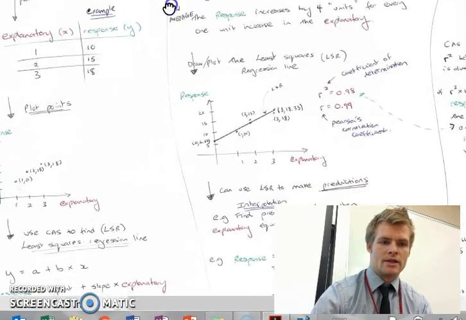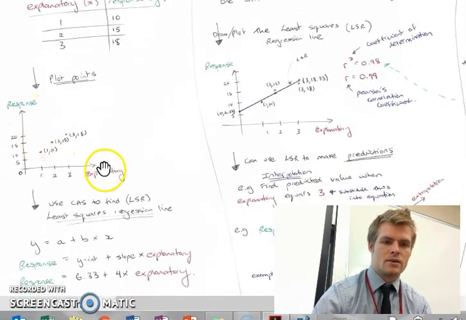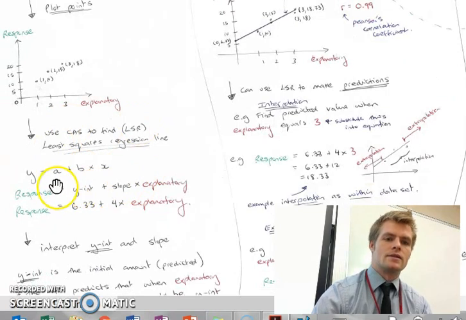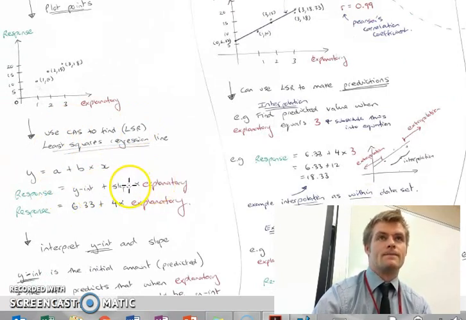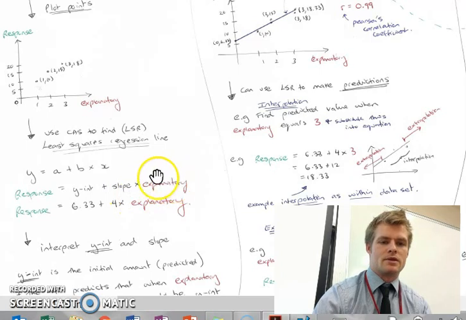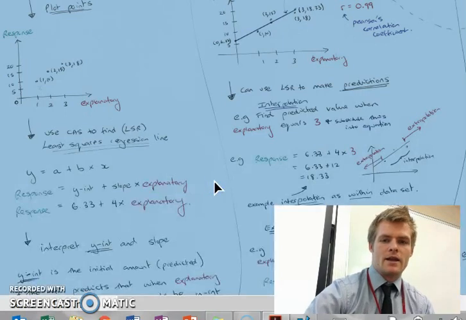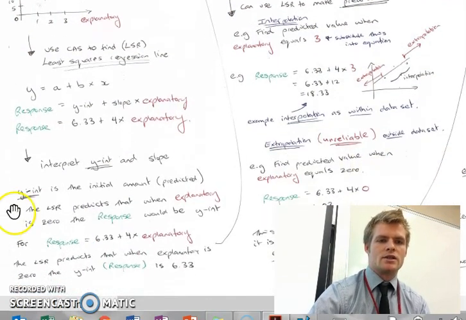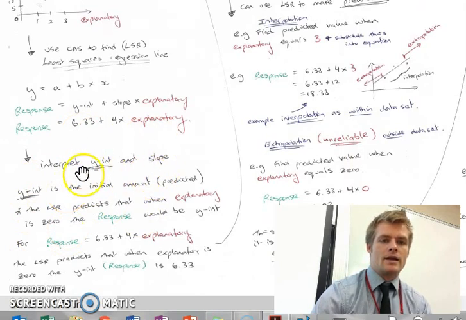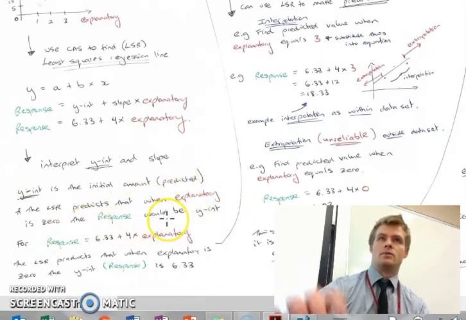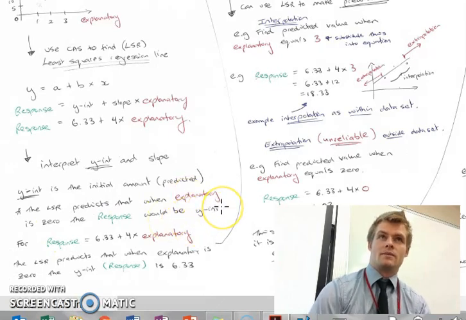So you plot the points and you get something that looks like that, response against explanatory. Use CAS to find the equation: response equals y-intercept plus slope times explanatory. Then we can use that equation to make predictions and interpret the intercept and slope. First, the y-intercept is the initial amount, or you would say the LSR predicts that when the explanatory variable is 0, the response variable would be whatever that y-intercept value is.